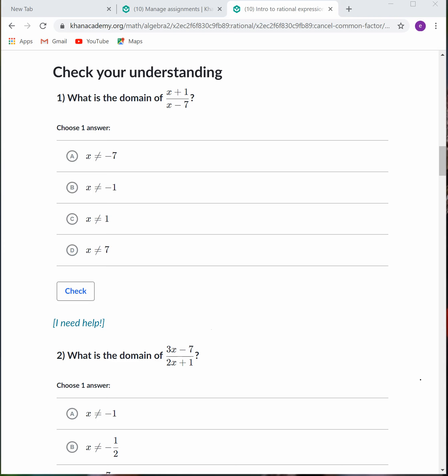Okay, we're going to go ahead and check for understanding. Once again, domain are all possible inputs.